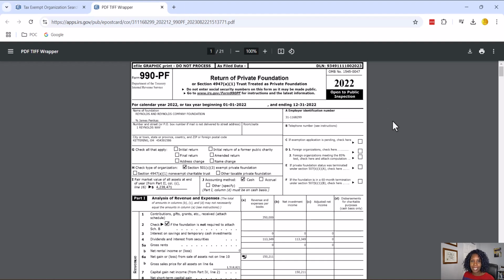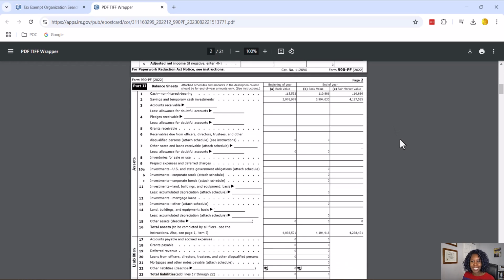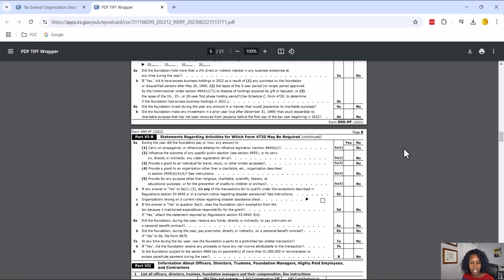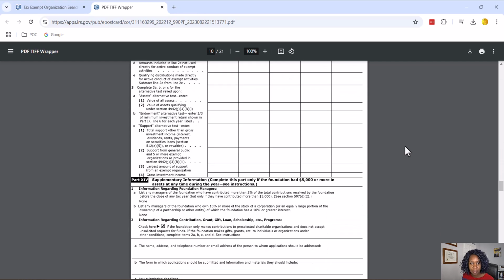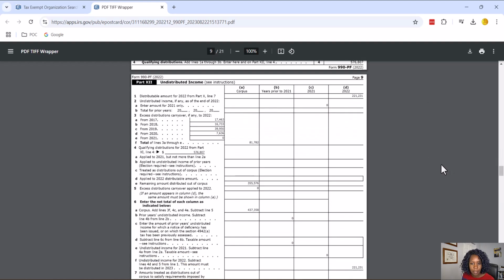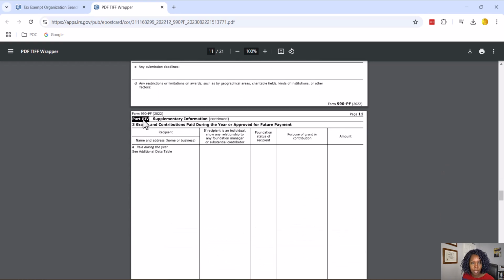So this 990 form is long. I'm not gonna lie, it's long, it's pretty intimidating, or it can be, but I'm just gonna show you exactly where to go. So you just wanna keep scrolling down, scrolling. Okay, yeah, just keep scrolling. So you wanna scroll down. Okay, here we want to go to this section. Part 14, where it says grants and contributions paid during the year or approved for future payments. This is the section you want to look for.